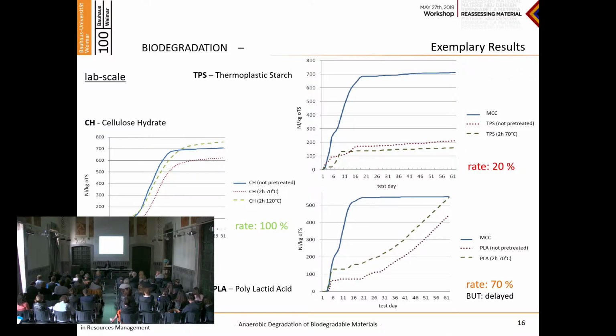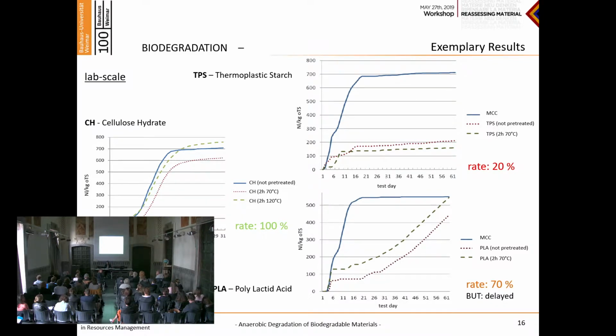So I only want to talk about some exemplary results. The results for the lab-scale experiments under optimized conditions show that CH, the cellulose hydrate, has a degradation rate of 100%, so it is very well degradable under anaerobic conditions. But TPS, thermoplastic starch, has a rate of only 20%, so it is not degradable compared with the reference substance.